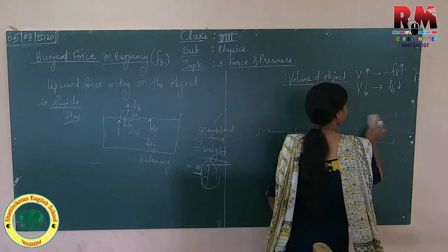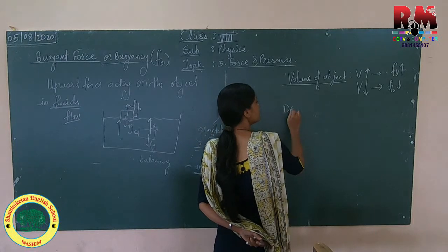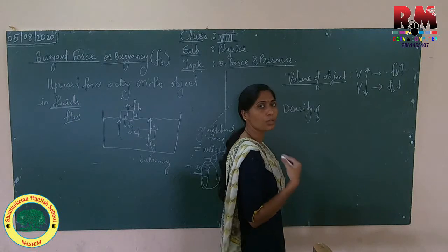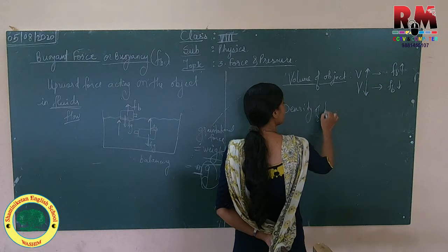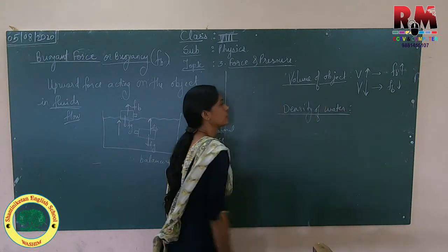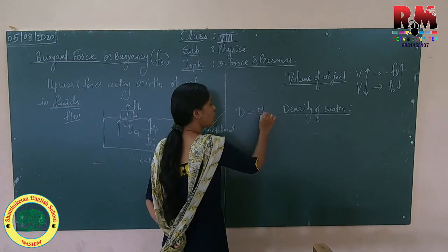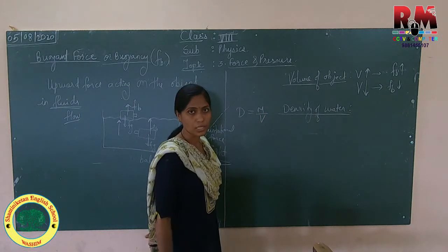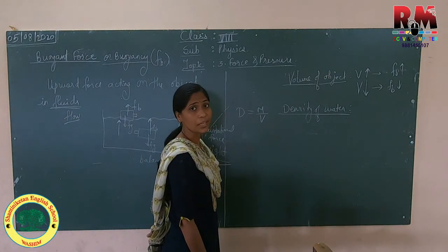Second condition: the density of water, or the density of the liquid we are using, or the density of the fluid. I will take water, but you can take any liquid. So, density means what? Mass upon volume. If we are taking the same volume and the mass is changing, then its buoyancy force will also change.